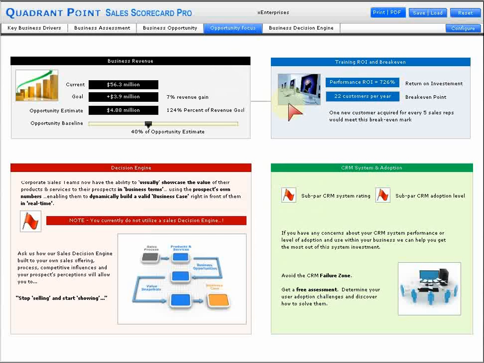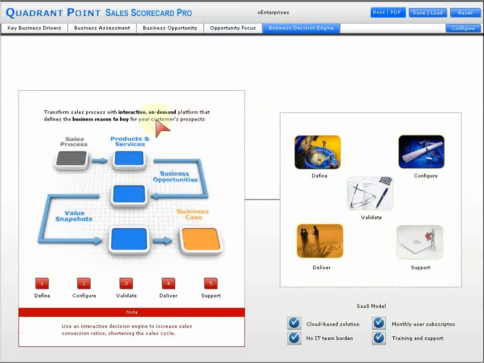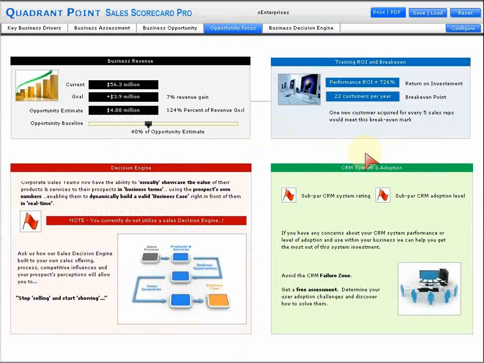So, wrapping up, demo@quadrantpoint.com is where you can reach us to talk about how we can build a decision engine for you and or your client. Also how we can help them with CRM system and adoption.